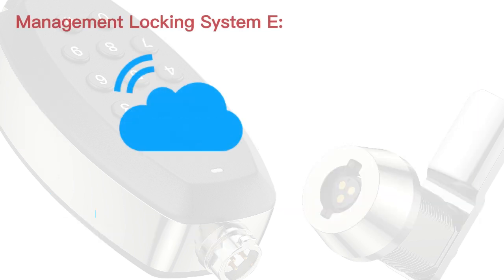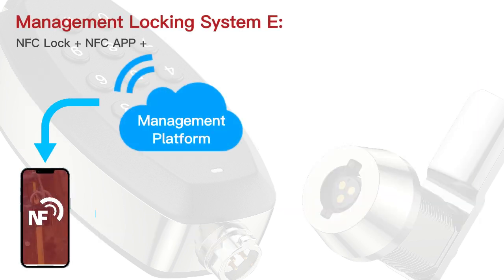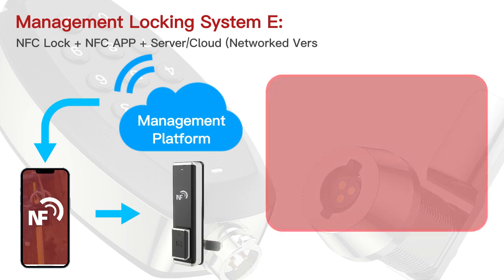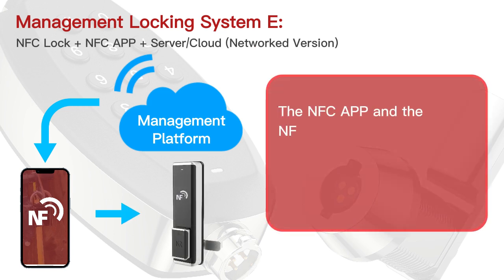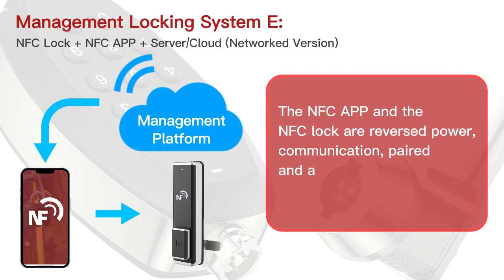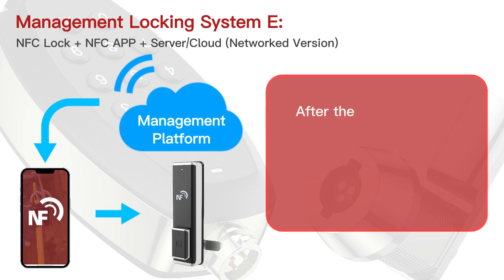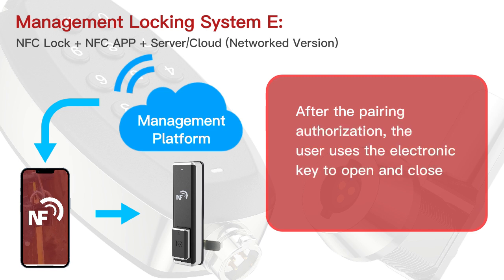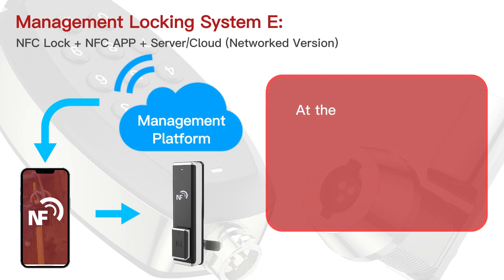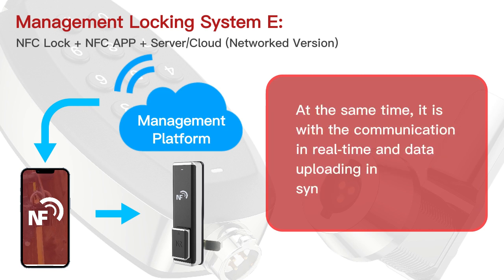Management locking system E: NFC lock plus NFC app plus server cloud, networked version. The NFC app and the NFC lock are reverse powered, communicated, paired and authorized through the phone. After the pairing authorization, the user uses the NFC app to open and close the lock. At the same time, it has real-time communication and synchronized data uploading.